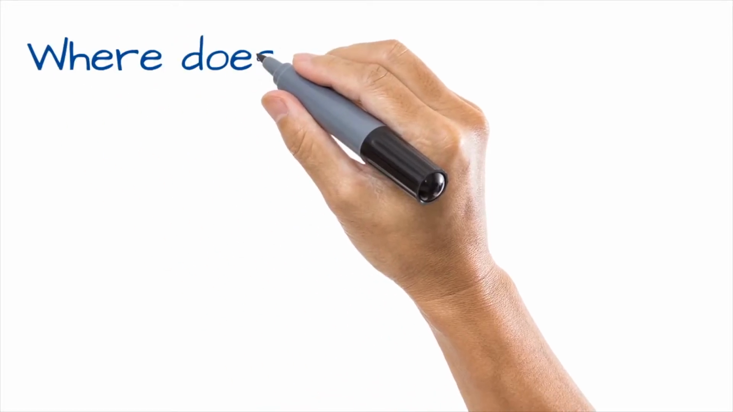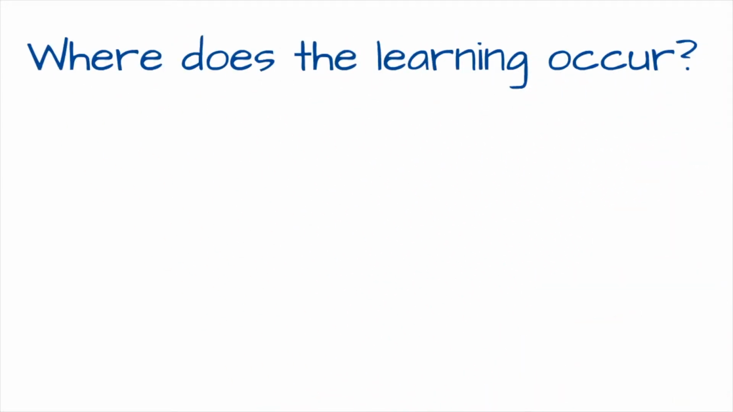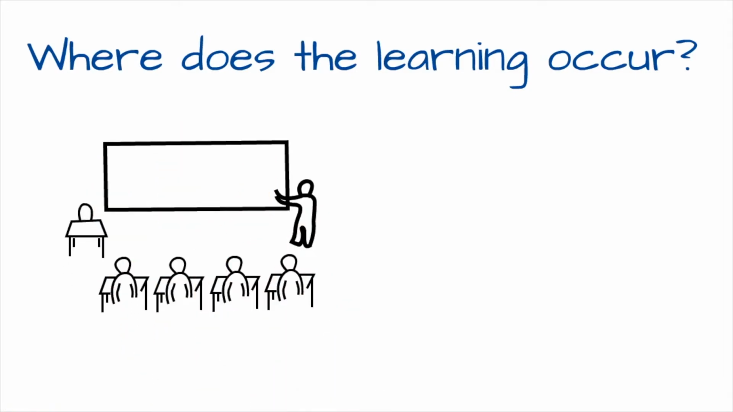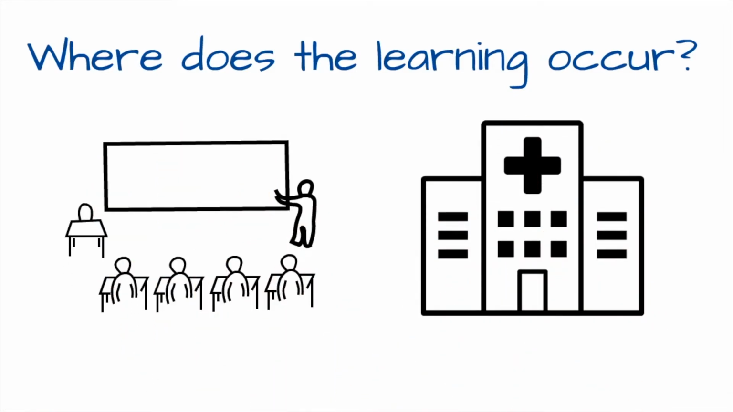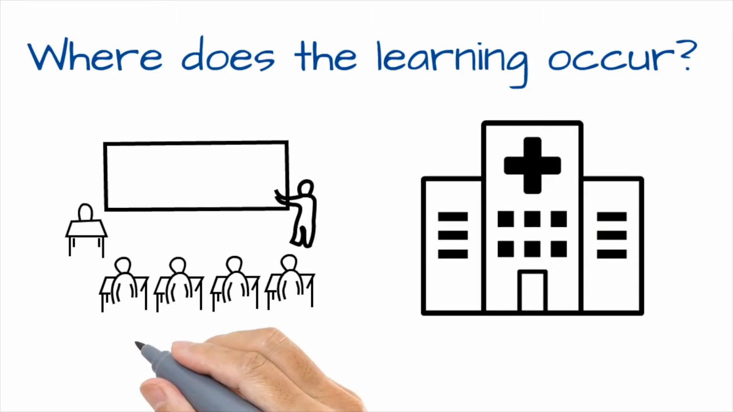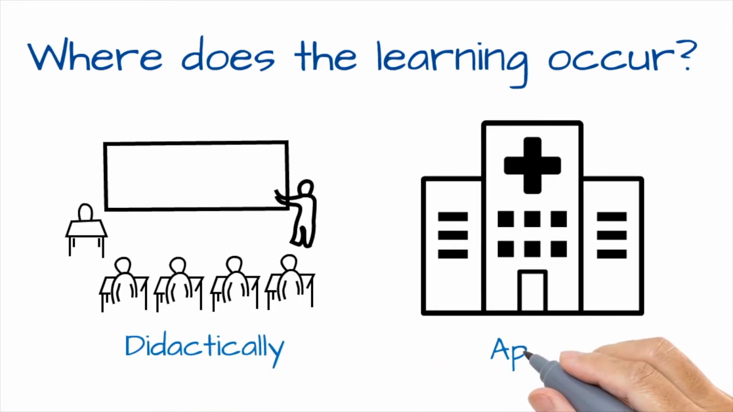Given the diverse array of professional backgrounds, where does the learning occur? HPE instruction may stretch from the classroom to the point of care, as control over learning is shifted to the practitioner and adapted to the individual. This means that HPE learning may occur didactically in the classroom or applied in a healthcare setting in response to the individual needs of the adult learner.